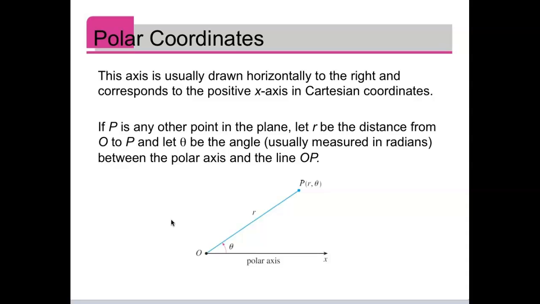So if P is any other point in the plane, r is the distance from the pole to P, so from O to P, and then theta is the angle, and we're going to be measuring in radians, between the polar axis and the line OP. And we describe this point P in polar coordinates as r comma theta. So this labeled diagram is a good diagram to have that labels everything. So remember that that is called the pole.